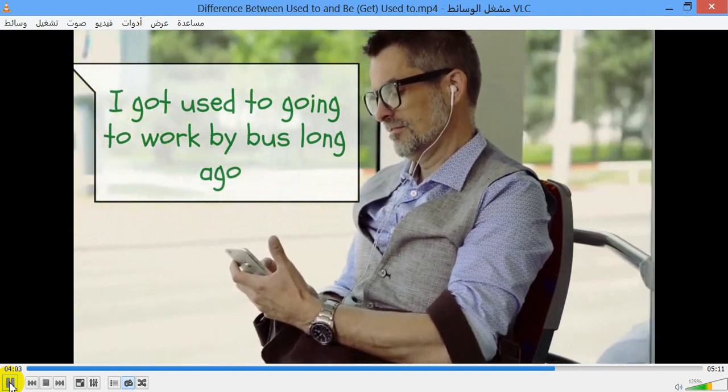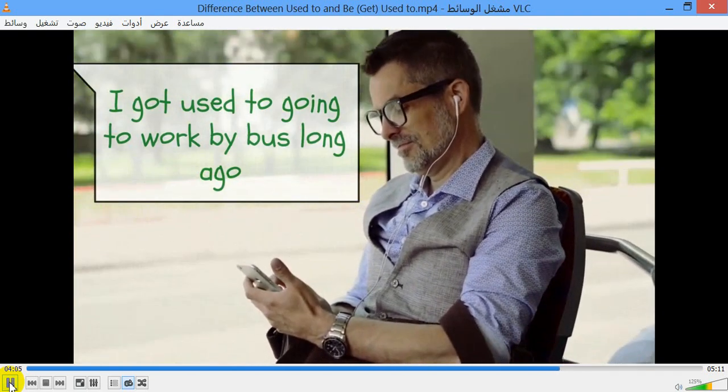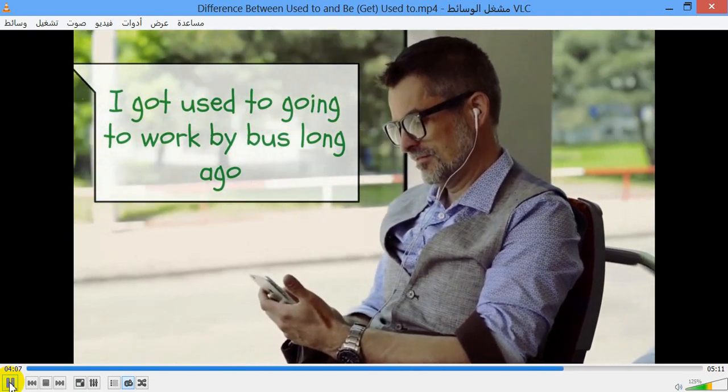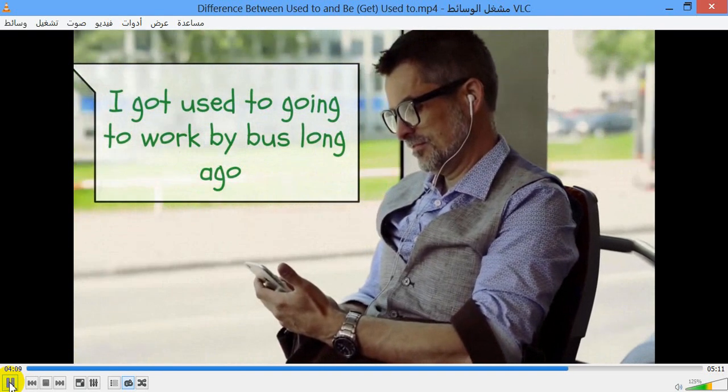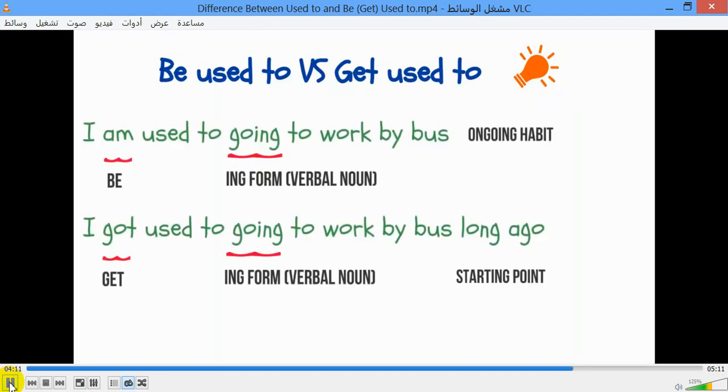Repeat after me. I got used to going to work by bus long ago. The difference between be used to and get used to is that the construction with get shows the starting point when a habit developed, so to say the outset of the habit. It often goes together with a certain time mentioned in the same sentence, like in the example, I got used to going to work by bus long ago.